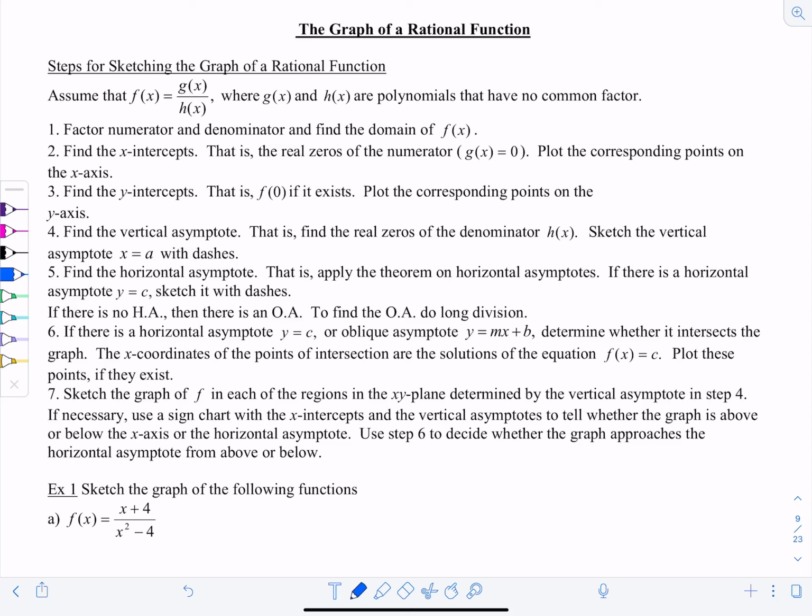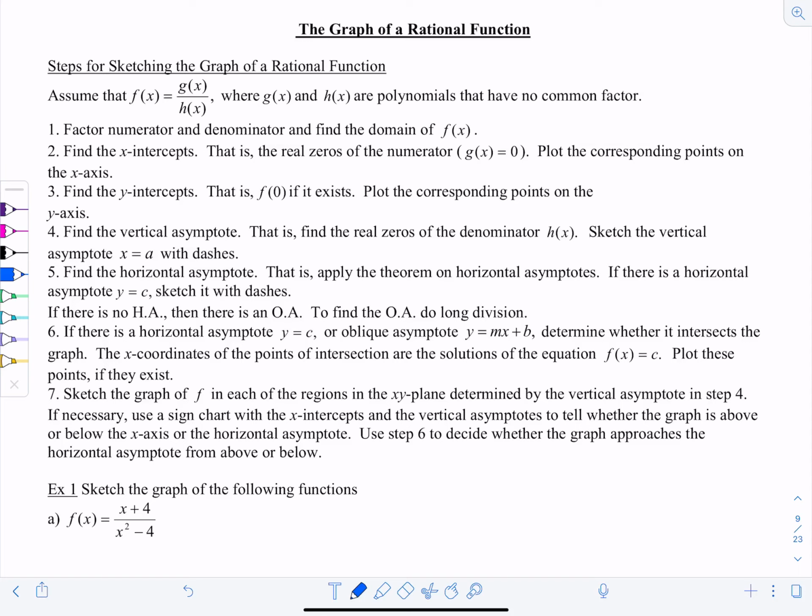Welcome to Precalculus, video lecture number 16 on the graph of a rational function. So we're going to be putting together all of the ideas covered in previous lessons concerning rational functions so that we can make very detailed and lovely graphs. So here's the steps for sketching the graph of a rational function.